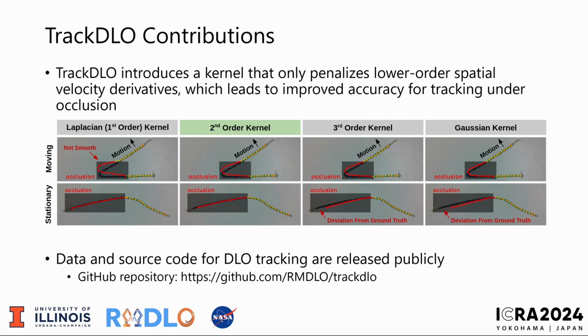occlusion. We performed quantitative evaluations for different kernels, and then selected the one with the lowest error overall. We also released our code and data publicly on GitHub.